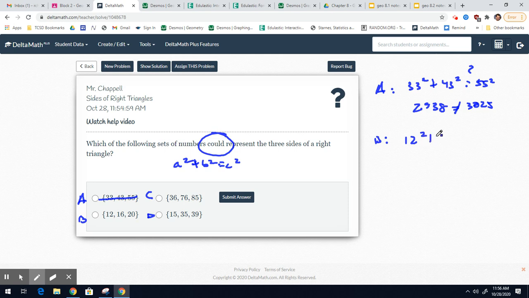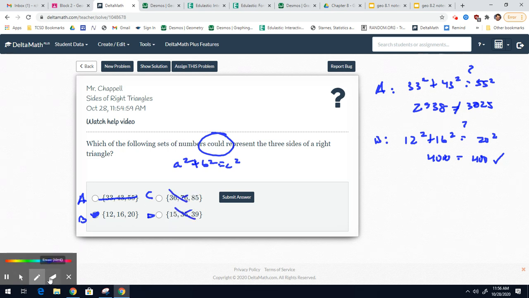B was 12 squared plus 16 squared. Does it equal 20 squared? Well, let's see. 12 squared plus 16 squared is 400. 20 squared is 400. They are equal. Yes. B is going to be my choice. And you can try the other two, but they're also not going to work. So your choice here is choice B.